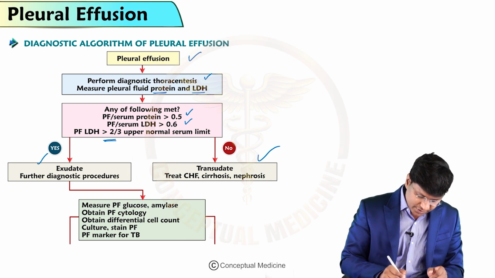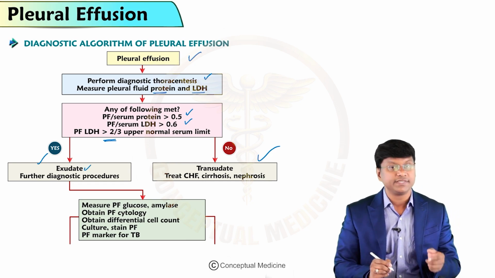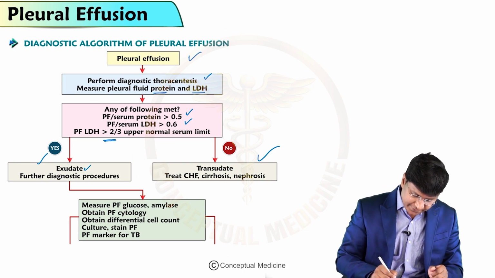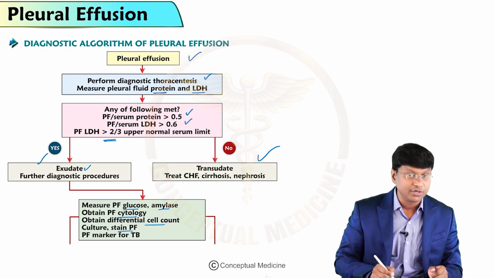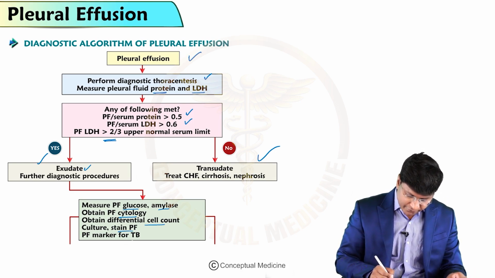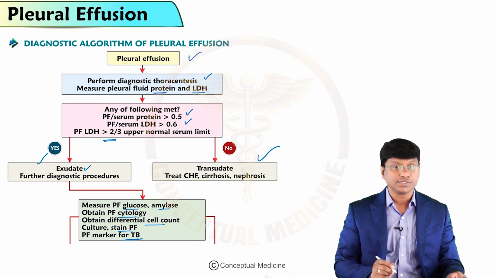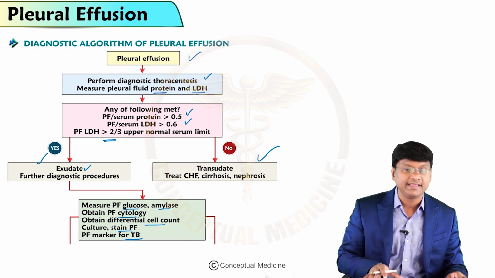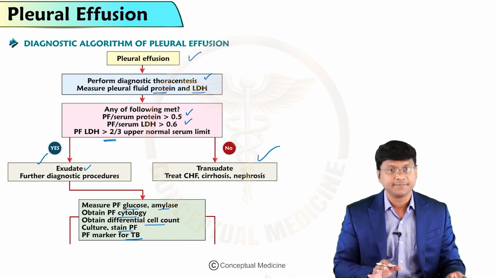Now, suppose it is an exudative type of pleural effusion, then what is the next thing you have to do? You have to measure the pleural fluid glucose and amylase, you need to obtain the pleural fluid cytology, and you also need to obtain the differential cell count, culture and staining of the pleural fluid, and the pleural fluid marker for tuberculosis. So you need to work up all these on the exudate.